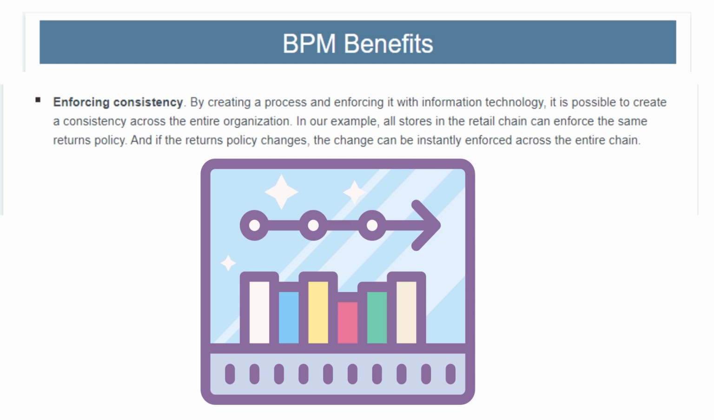Enforcing consistency. By creating a process and enforcing it with information technology, it is possible to create consistency across the entire organization. In our example, all stores in the retail chain can enforce the same returns policy. And if the returns policy changes, the change can be instantly enforced across the entire chain.